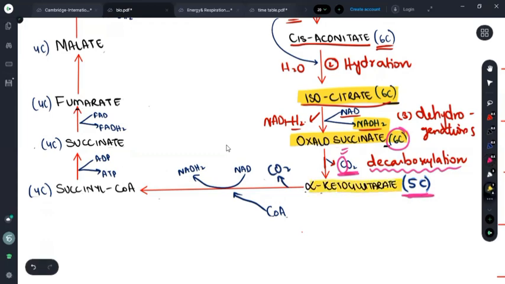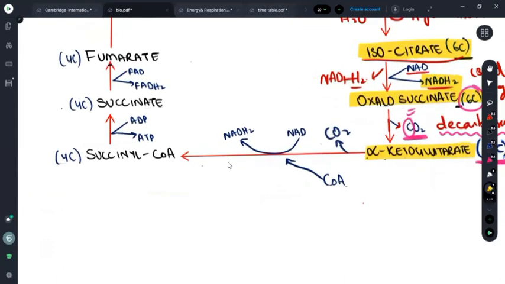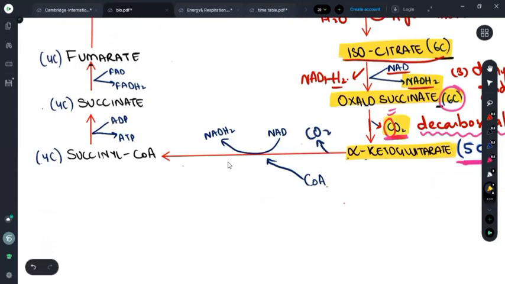This is named alpha ketoglutarate. This alpha ketoglutarate now undergoes a series of changes, in which first it removes a carbon atom in the form of carbon dioxide.